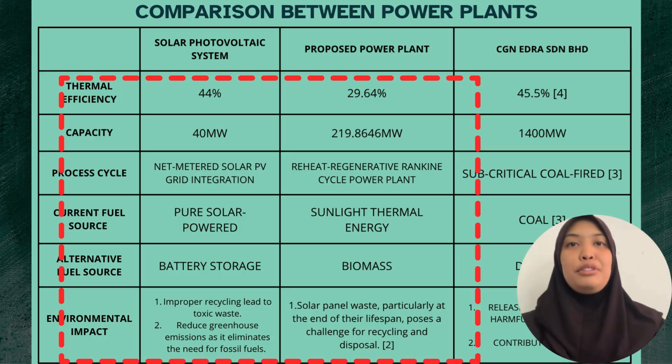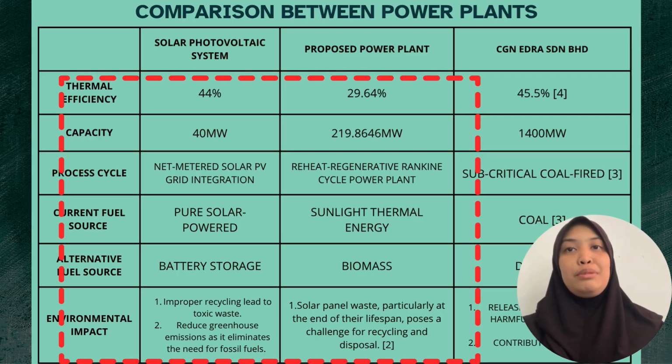So now we are going to compare two types of power plant generators, where the first one is the solar photovoltaic system, and the second one is our proposed power plant, which is based on a reheat regenerative Rankine cycle. So let's break it down across the key parameters.